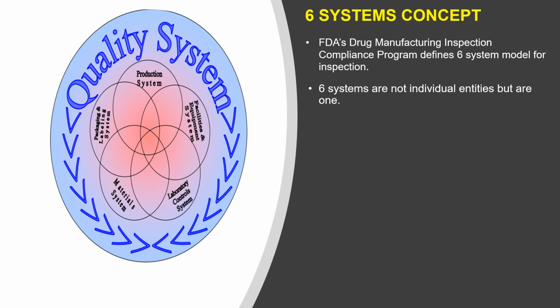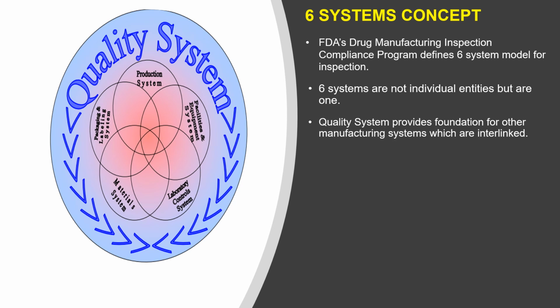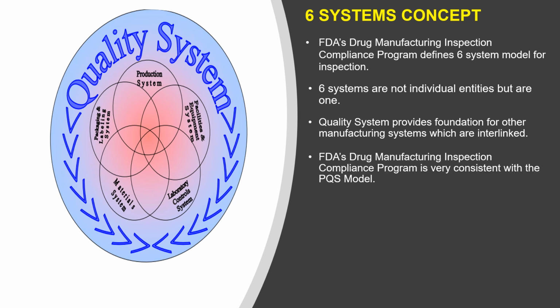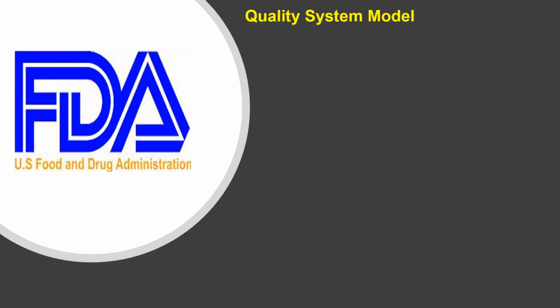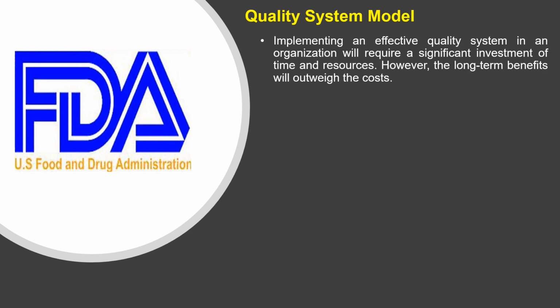The six systems are not individual entities but are interrelated to one another. The quality system provides the foundation for the manufacturing systems, which are all interlinked. FDA's compliance program is thus very consistent with the PQS model described in this guidance. During an inspection, FDA assesses the state of control for each system, which demonstrates the state of control for the entire pharmaceutical manufacturing system. Let us now go into details of the quality system model that this guideline aims to determine.